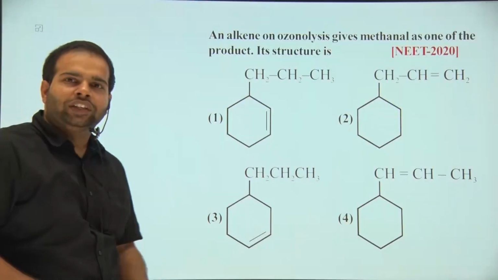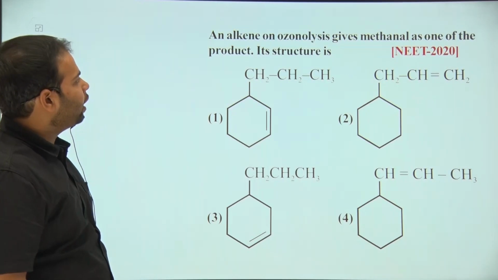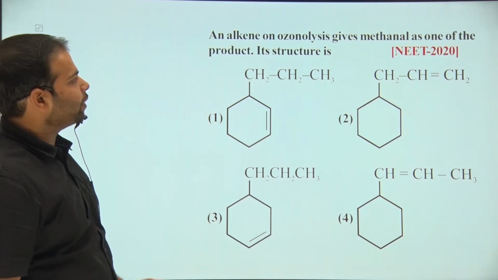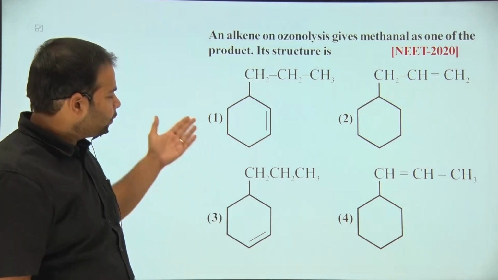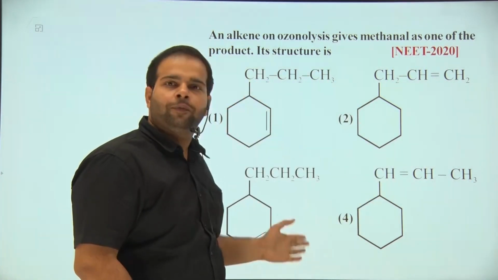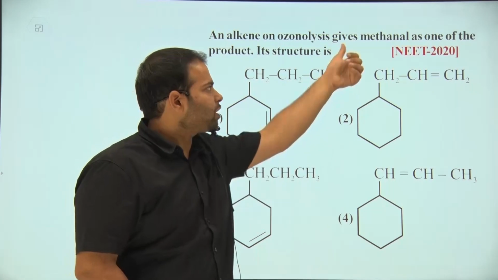Thank you. Okay students, coming to the next question. An alkene on ozonolysis gives methanol as one of the products. Its structure is? Now, there are two methods. We can form the products of all the 4 options, then find out in which case methanol is formed.